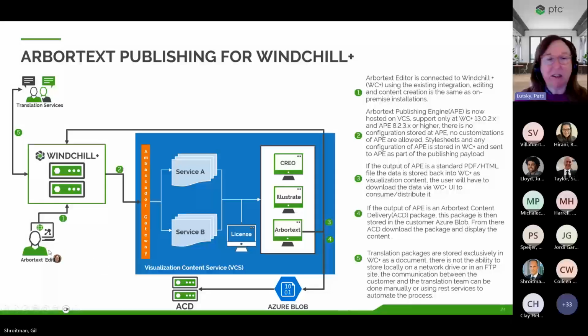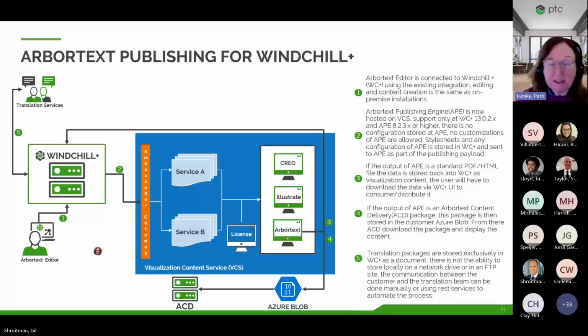publishing directly from the editor. But publishing from Windchill, again, the request goes to the VCS service. It would get directed to the Arbortext Publishing Engine that's running inside VCS. Then if the output is, say, a PDF or HTML, the output gets returned to Windchill, similar to any other publishing engine request, and stored as a representation on either the structure or the document that was being published.